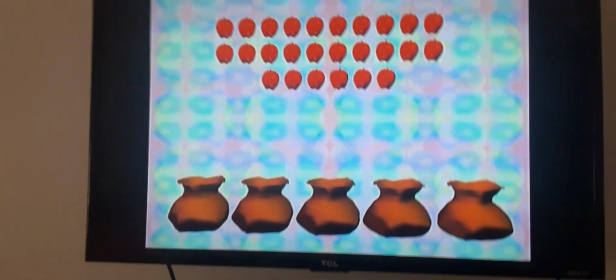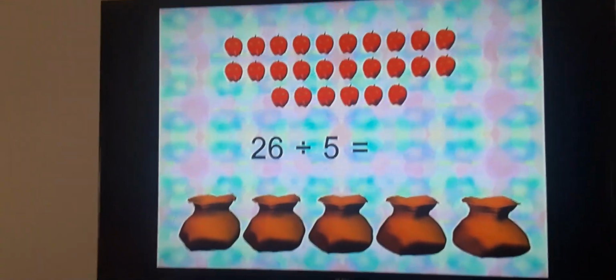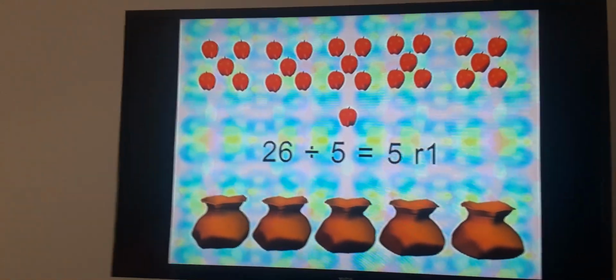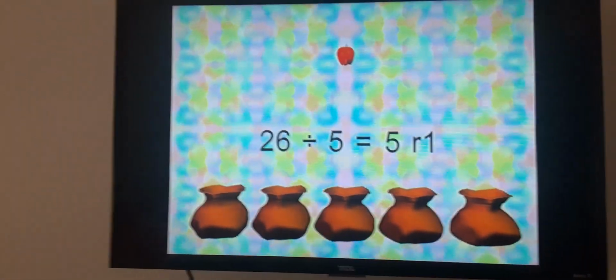Now let's work some problems that, I'm thinking, may have remainders. Let's see if you can solve them before we do. Listen carefully. If you don't get the problems the first time, keep trying. Rachel had 26 apples and 5 bags. She wanted to put an equal number in each bag. How many apples will go in each bag? The answer is 5, with 1 left over. I know what to do with the remainder.